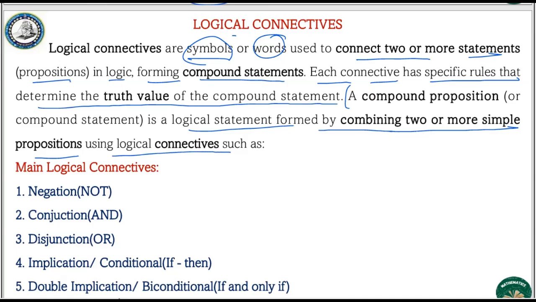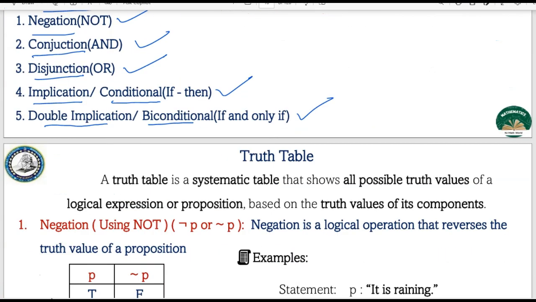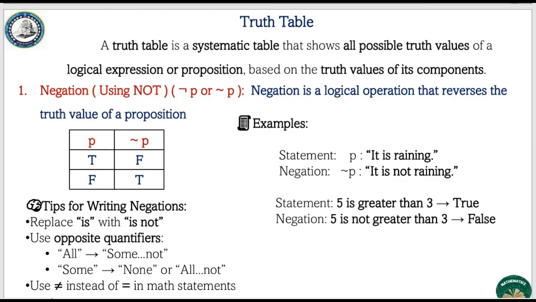And here we have the main logical connectives. First one is called negation, where we use not. Then you have conjunction, where we use and to connect them. Then you have disjunction, we use or. Then we have implication, conditional, where we use if then. Then you have double implication, biconditional, where we use if and only if. We'll go through them one by one, and I'll describe what each one is.